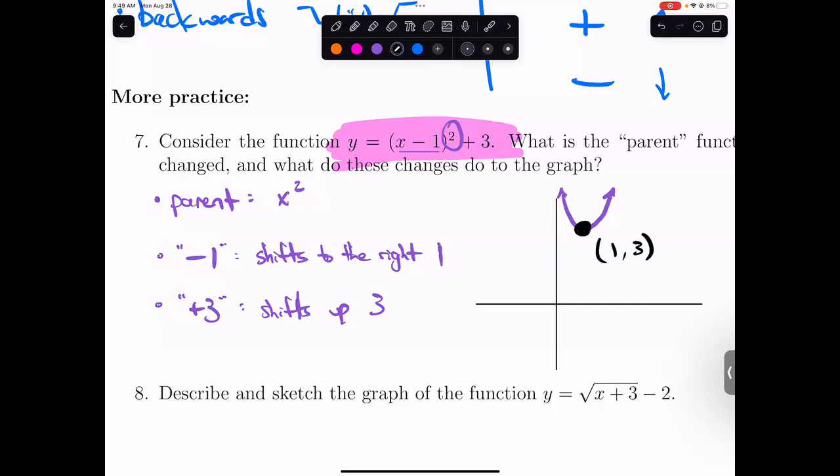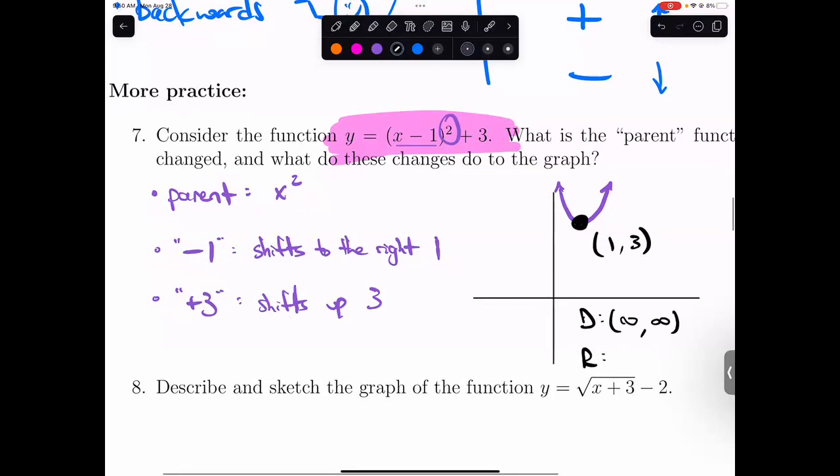Would that change the domain? No. It's a square function that's defined everywhere. Doesn't matter if you move it left, right, up, down, whatever. What about the range? Yes. The lowest point used to be 0, but now it's 3. For the domain, it's the same, negative infinity to infinity. Yeah, sorry about that.